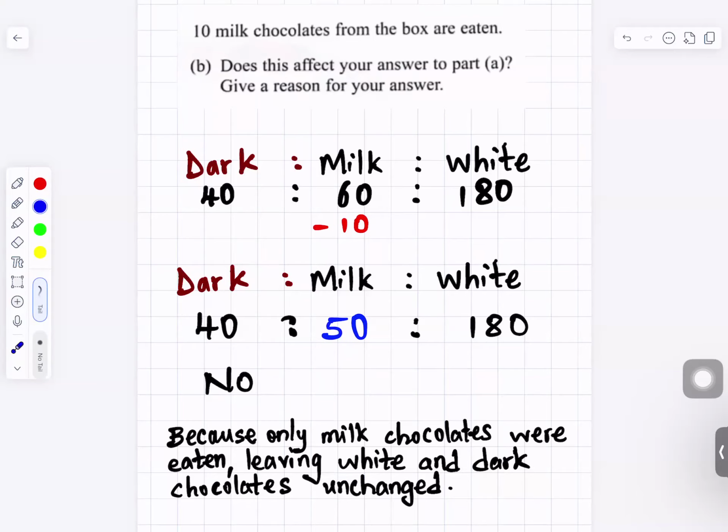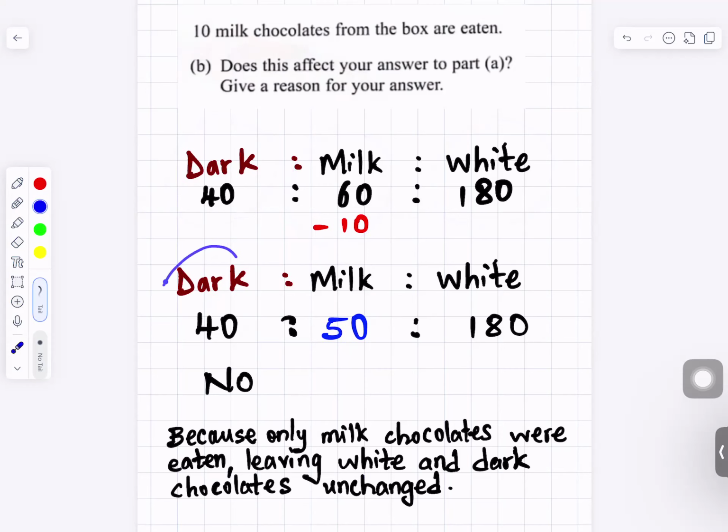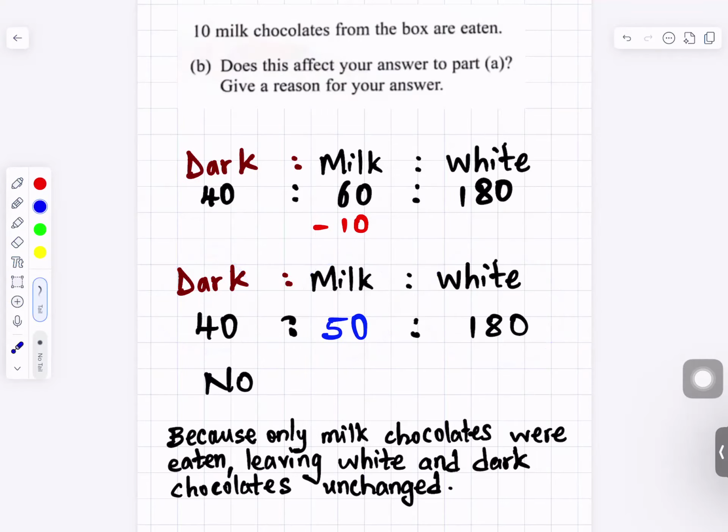10 milk chocolates from the box are eaten. Does this affect your answer to part A? Give a reason. We've got 3 chocolates: dark, milk, and white. The dark is 40, milk is 50, and white is 180, because you remove 10 from the milk, 60 minus 10 is 50.